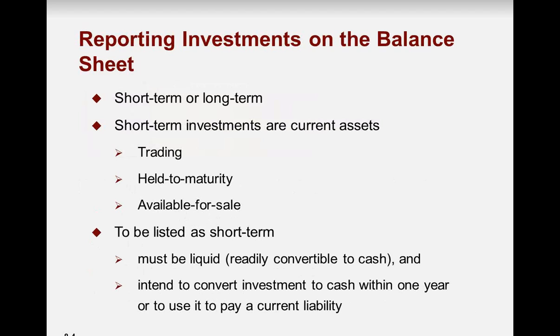When we go to report these investments on the balance sheet, we have short-term or long-term investments. Remember that short-term investments are treated as current assets. They should mature within a year. They are often called trading securities or held to maturity securities or available for sale. To be listed again as a short-term, they must be liquid. Liquid meaning we can convert them to cash very quickly. And we must intend to convert the investment to cash within 1 year or use it to pay a current liability.